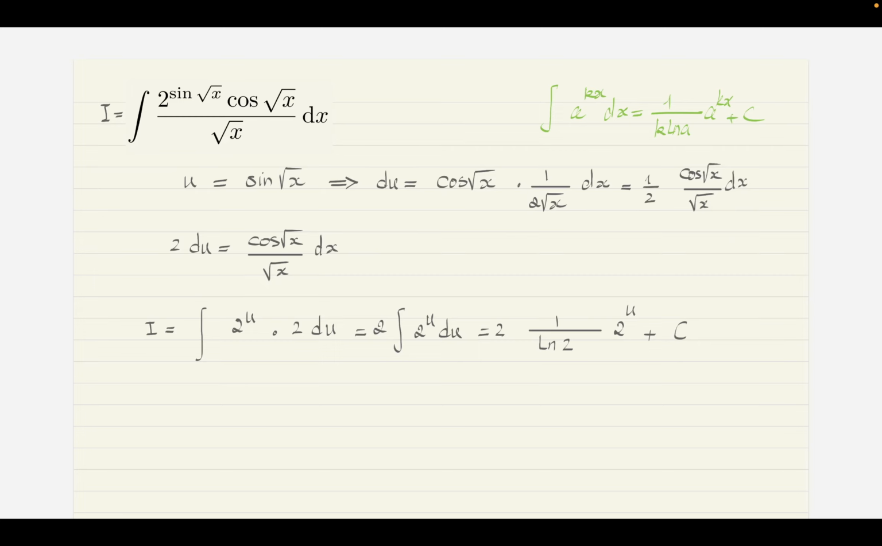So then I can multiply this 2 by this 2 to the power u. It becomes 2 to the power u plus 1, divided by ln of 2, and then plus a constant c. But I have to switch back to my original variable. Instead of u, I can put this expression. So it becomes 2 to the power of 1 plus sine square root of x, divided by ln of 2, and then I have this constant c. And that's the answer to this problem as well.